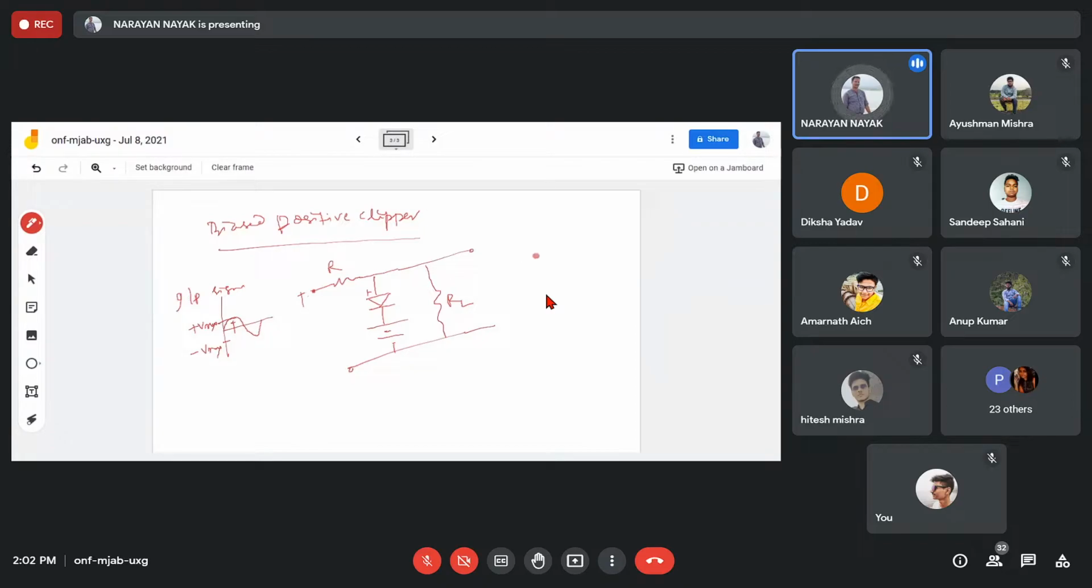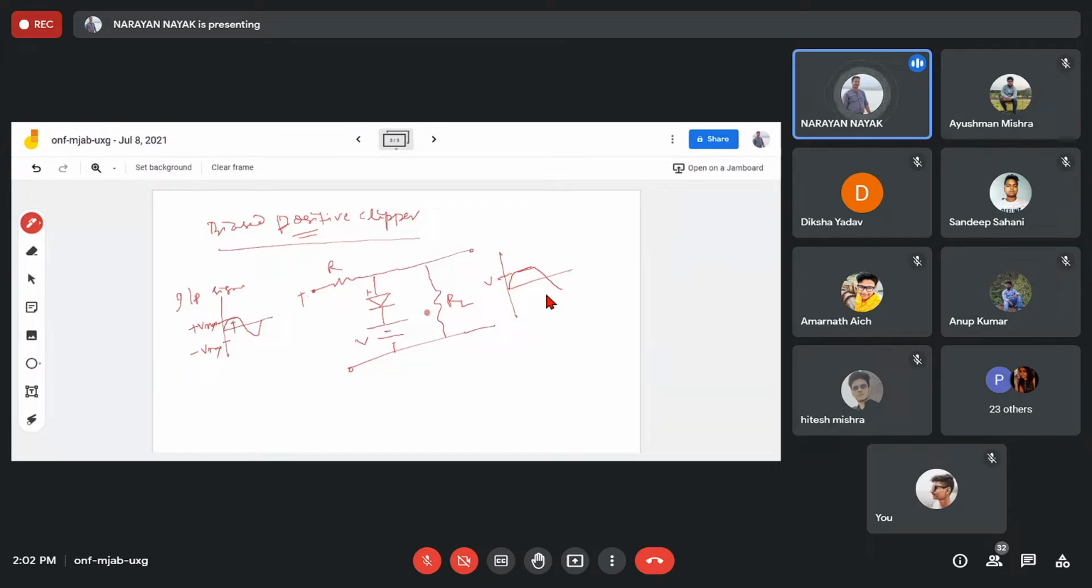Understood? So as it is a positive clipper, what will happen? This is your voltage. Diode conducts means diode is on. So let us say the battery voltage is V. Understood? So the output voltage will be V.